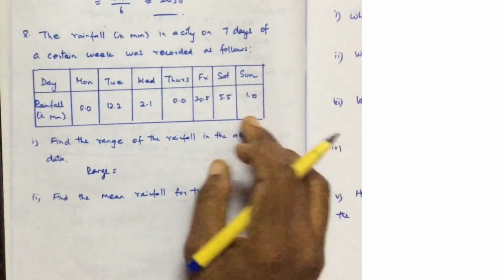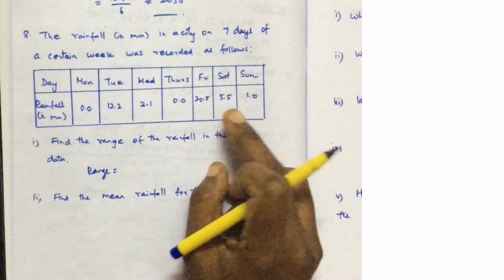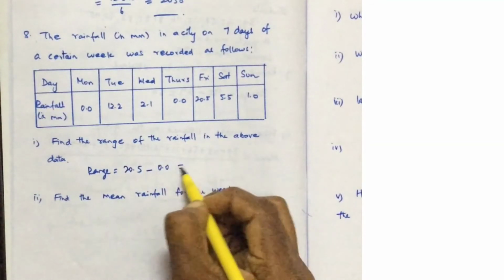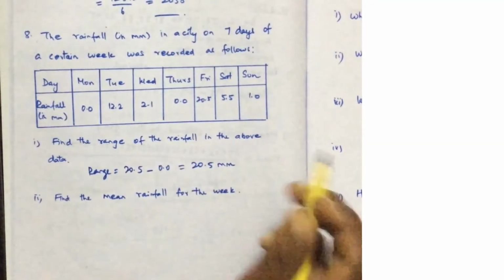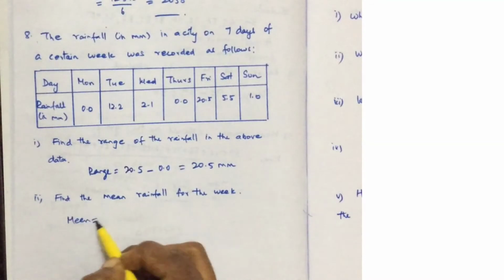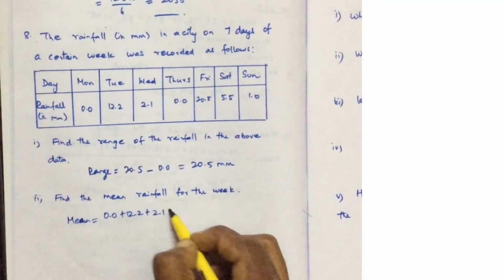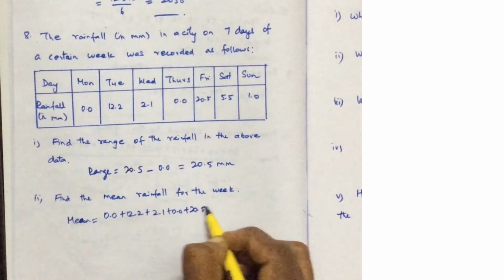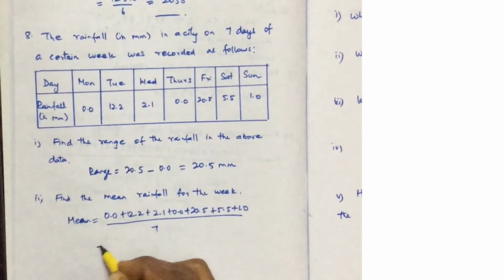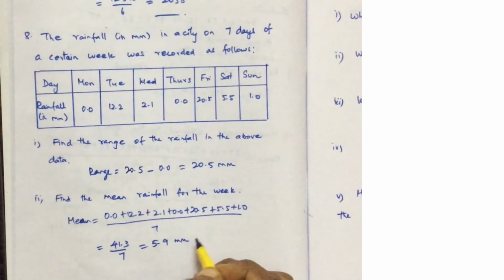What is the highest record here? So this is 0, 12.2, 2.1, 0, 20.5, 5.5 and 1. The highest is 20.5 minus the lowest, which is 0.0, that is 20.5 mm. Okay, the next is find the mean rainfall for the week. So mean is equal to, you have to add 0.0 plus 12.2 plus 2.1 plus 0.0 plus 20.5 plus 5.5 plus 1.0 divided by 7. That is equal to 41.3 divided by 7, that is equal to 5.9 mm.